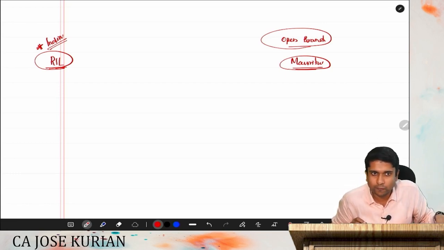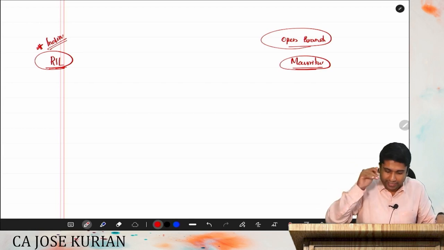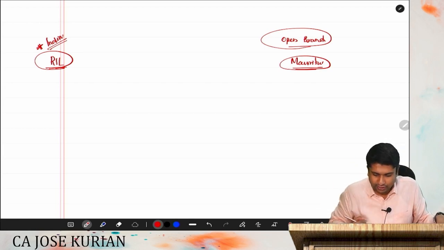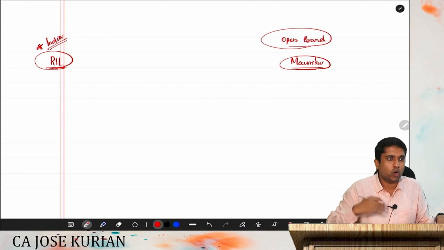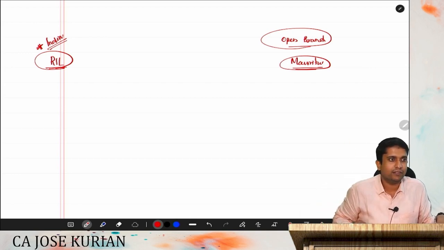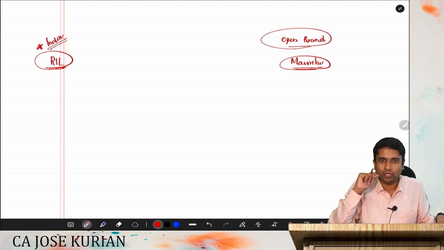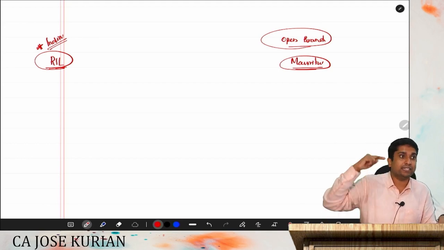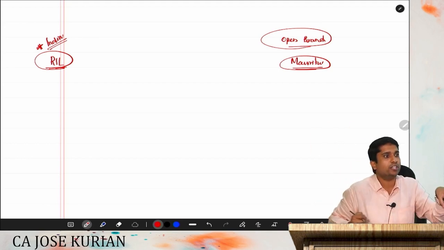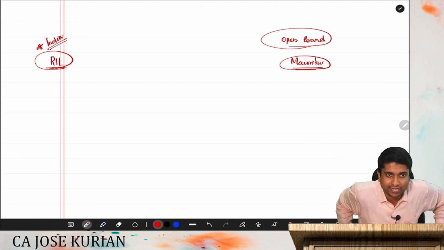Yes or no? Are you all listening? Being an Indian company, it's an Indian resident. So if they open a branch in Mauritius, all the profits earned by that branch also will be taxable in India. Yes or no? Due to the residence rule, all the profits earned by that particular branch in Mauritius will automatically be taxable in India.